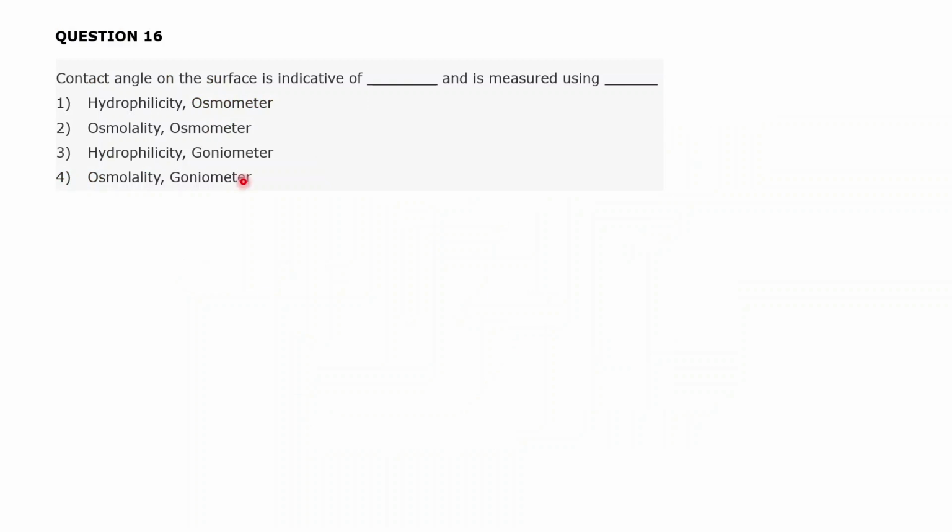Coming on to question number 15. Contact angle on the surface is indicative of dash and is measured using what. The first option is hydrophilicity, osmometer; second is osmolality, osmometer; third is hydrophilicity, goniometer; and fourth is osmolality, goniometer. Okay, I am getting option number 3, hydrophilicity or goniometer. Any other option?